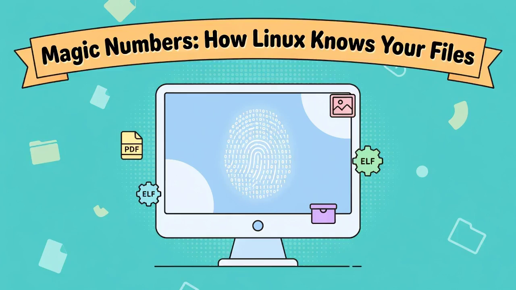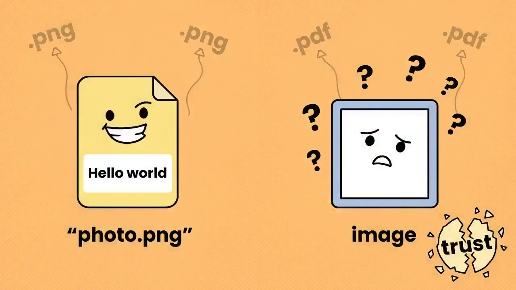Linux doesn't trust file names. To know what a file really is, it reads the first few bytes of the file itself, a fingerprint called a magic number. File extensions lie. A file named report.pdf might hold raw text, and an image can sail through with no suffix at all. The name on the outside tells you nothing about what's inside.